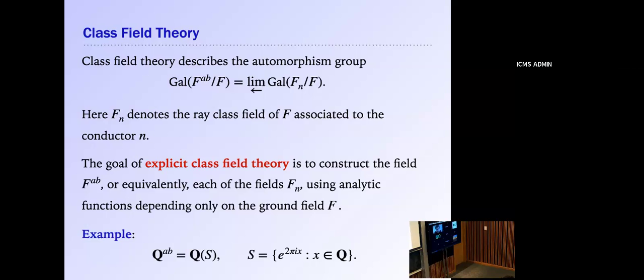And what do I mean by analytic and using just F? Well, if you just take the one function e^(2πix) and you plug in the elements from the ground field Q, those rational numbers, then those give you the roots of unity that you need to adjoin to Q in order to get the maximal abelian extension Q^ab. So this is the prototypical example that one wants to emulate for an arbitrary number field F.